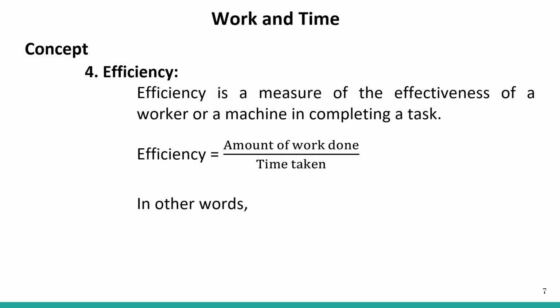So let's see what efficiency means. Efficiency is a measure of effectiveness of a worker or a machine in completing a task. So how effectively he completes a task. So efficiency is equal to amount of work done by time taken. So this formula is important. Please remember this one too, right?